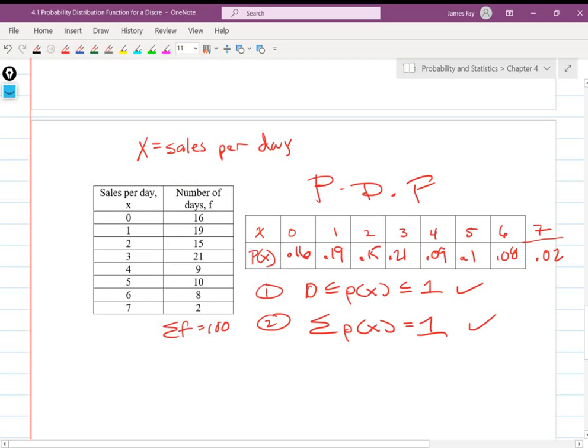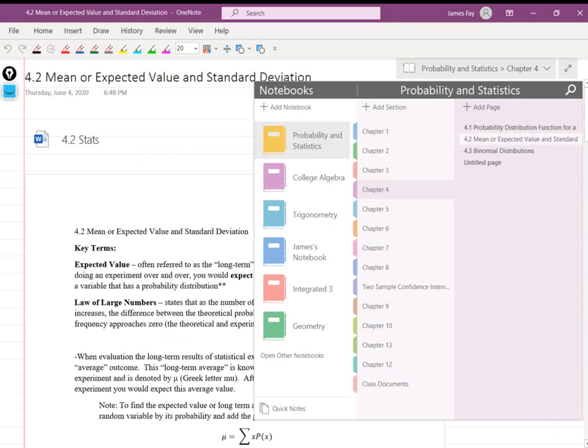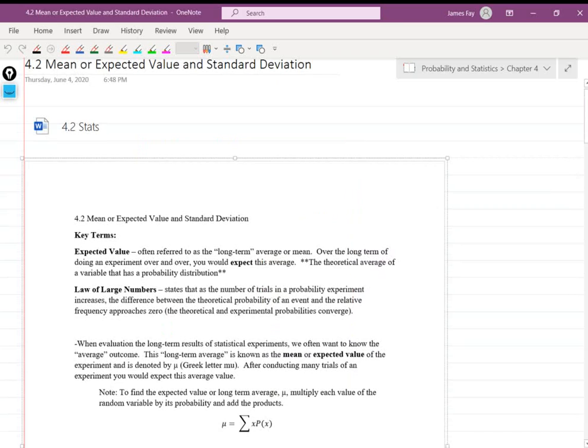Okay. So taking the data and putting it into a probability distribution table is going to allow us then to go into specific types of distributions and be able to determine things like means, expected values, and standard deviations once it's organized in one of these distribution tables.